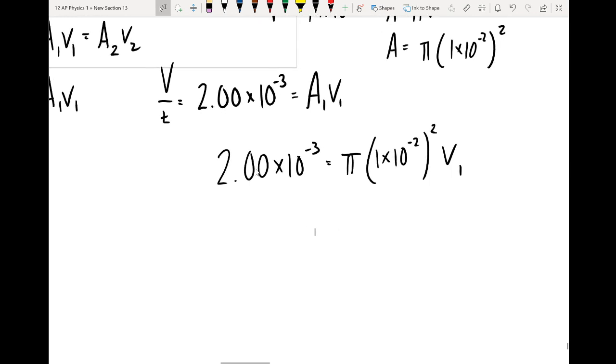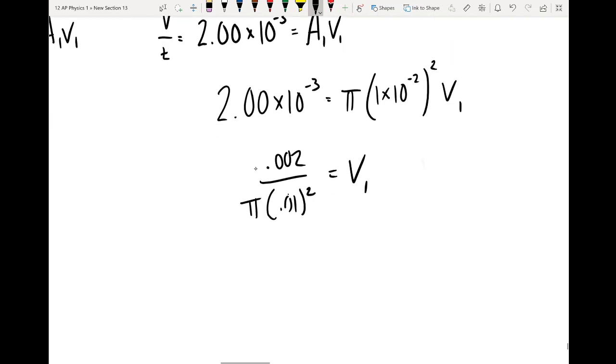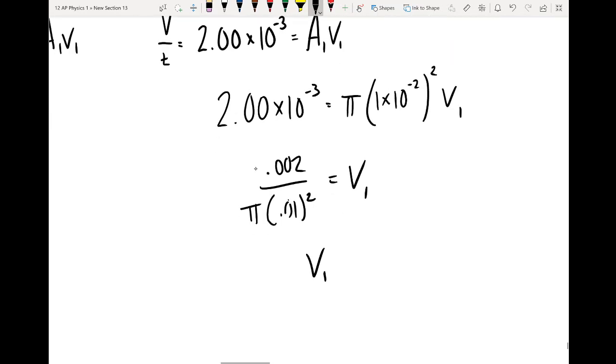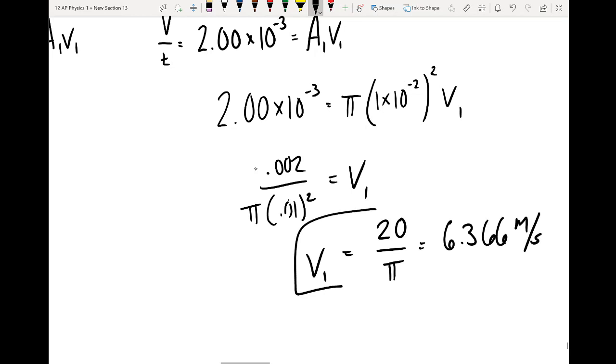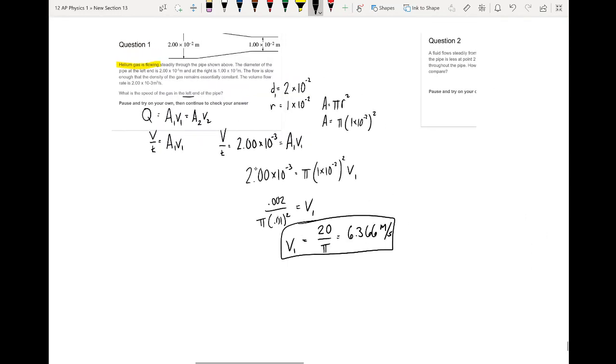When we plug this into our calculators, we get 0.002 divided by pi times 0.01 squared is V1, and then V1 is equal to 20 divided by pi, or 6.366 meters per second. Either one is fine. All right, and that is our first one.